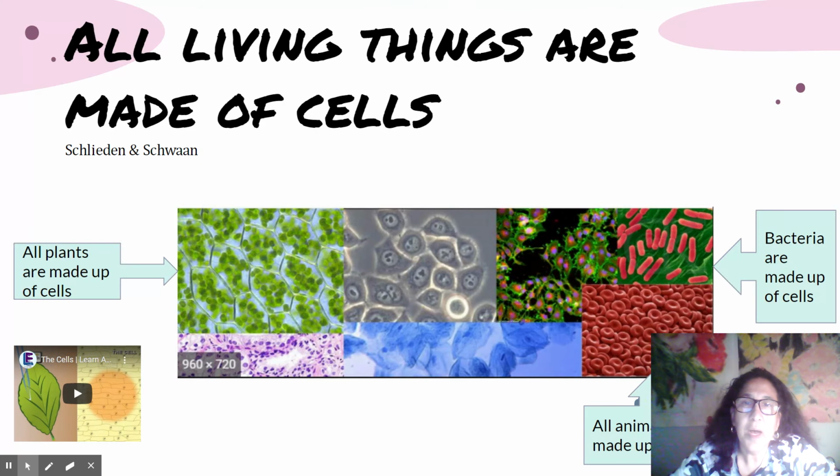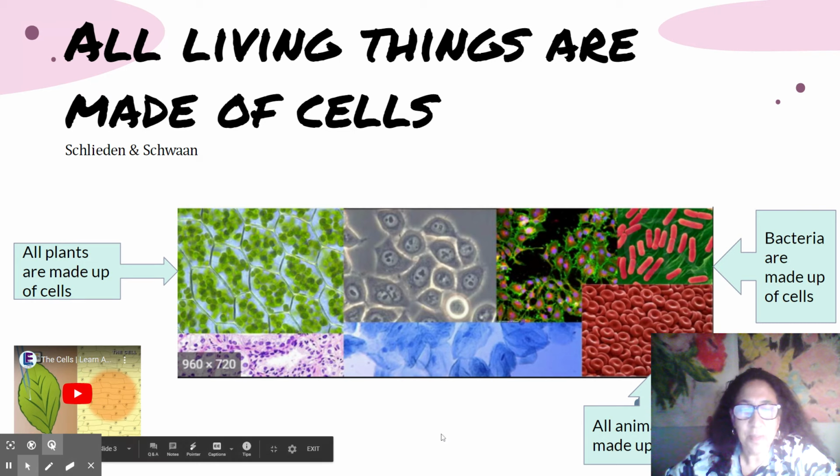Our next part of the cell theory was all living things are made of cells. Some of the things that we've said are not made of cells are air, water, rocks. Those things are not living because they are not made out of cells. But plants, they're made out of cells. Animals, made out of cells. And even bacteria are made up of only one cell. Again, make sure you watch the movie down at the bottom.